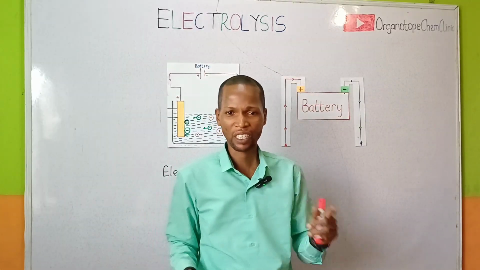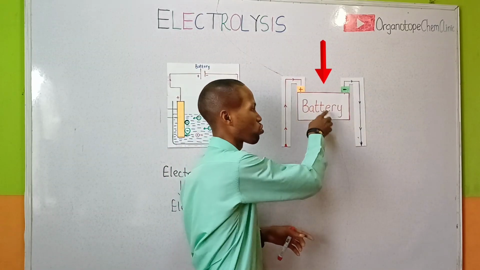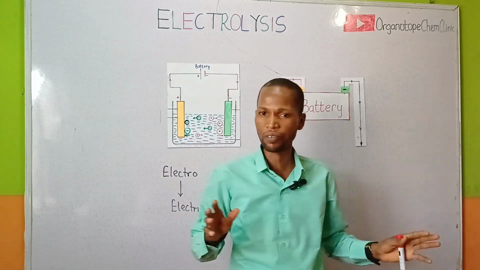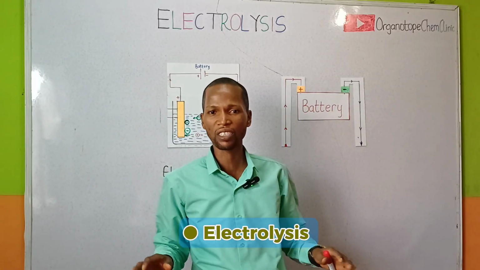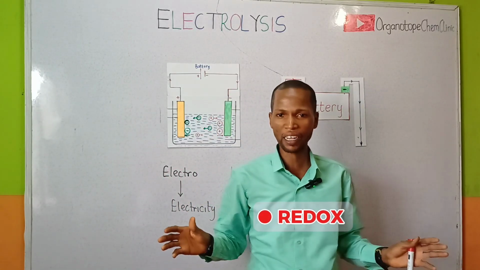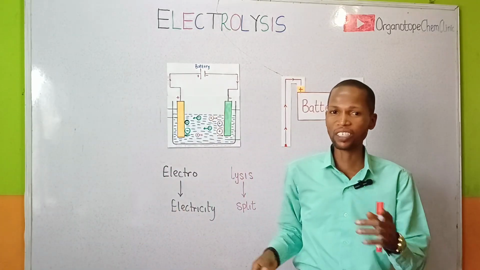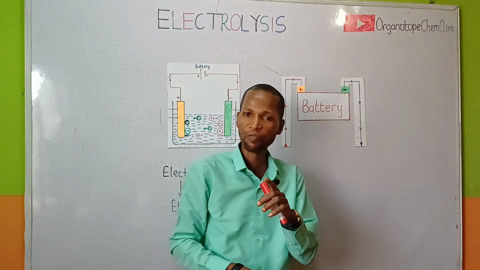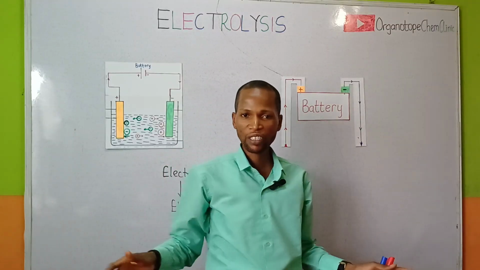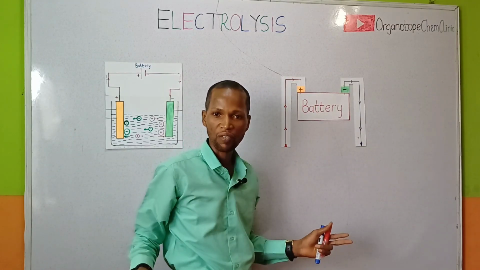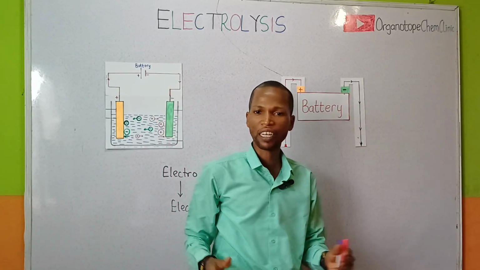Non-spontaneous, what does that mean? It implies that the reaction cannot occur naturally. Therefore, an external source, which is the battery, is needed to bring about the reaction. A very good example of a non-spontaneous reaction is electrolysis, which will lead us to a redox reaction. What is redox? Reduction, oxidation, reaction. In electrolysis, the external source, which is the battery, serves the function of pumping electron in and out of the electrolyte. The battery pulls electron from the positive electrode, which is the anode, and injects the electron through the negative electrode, which is the cathode.